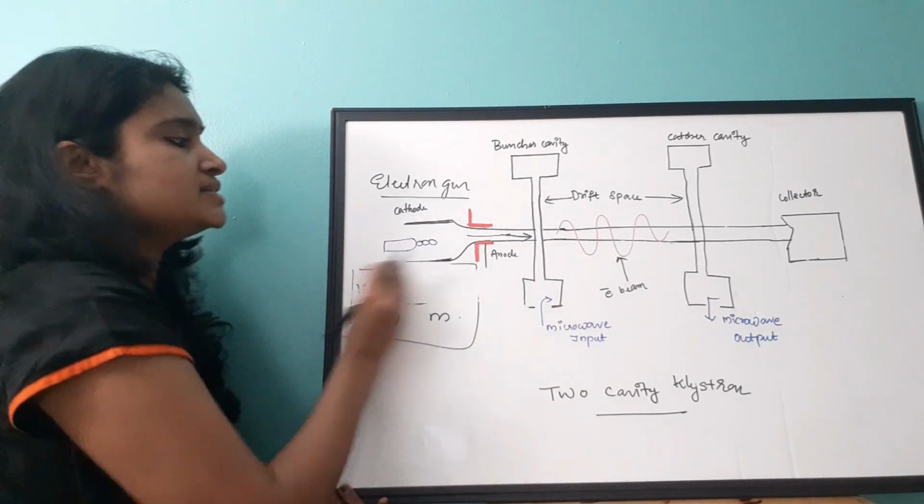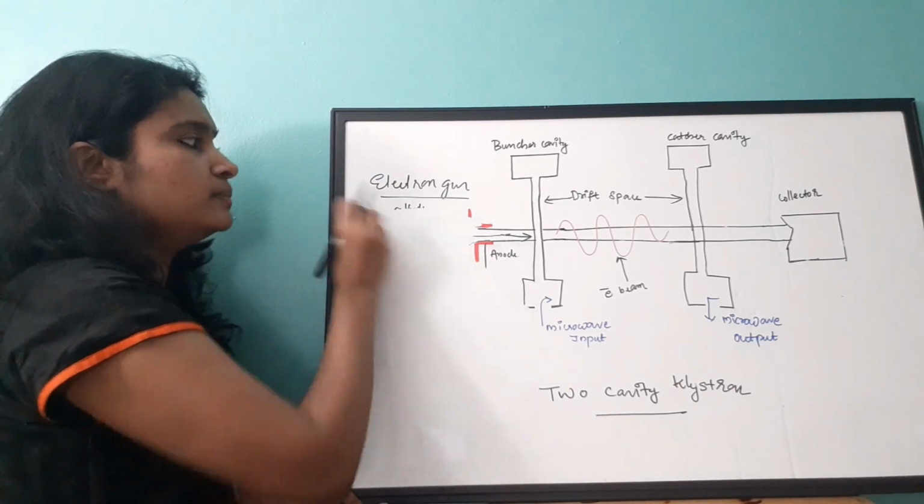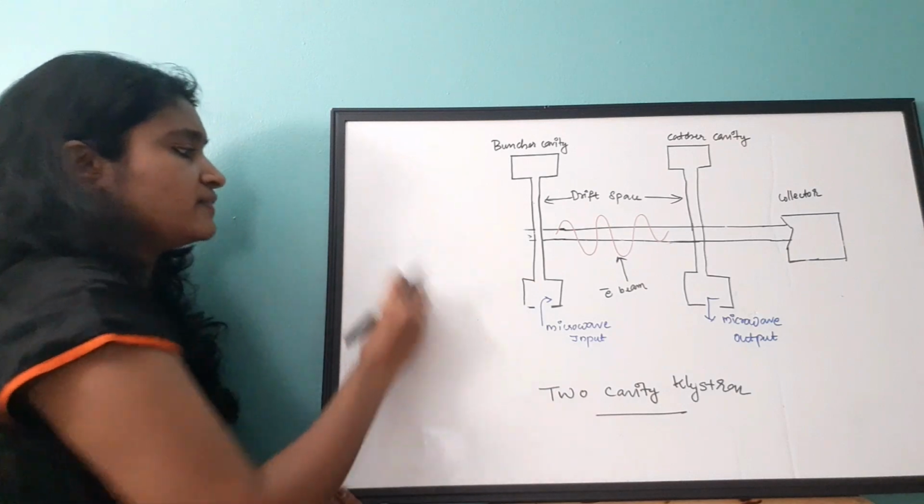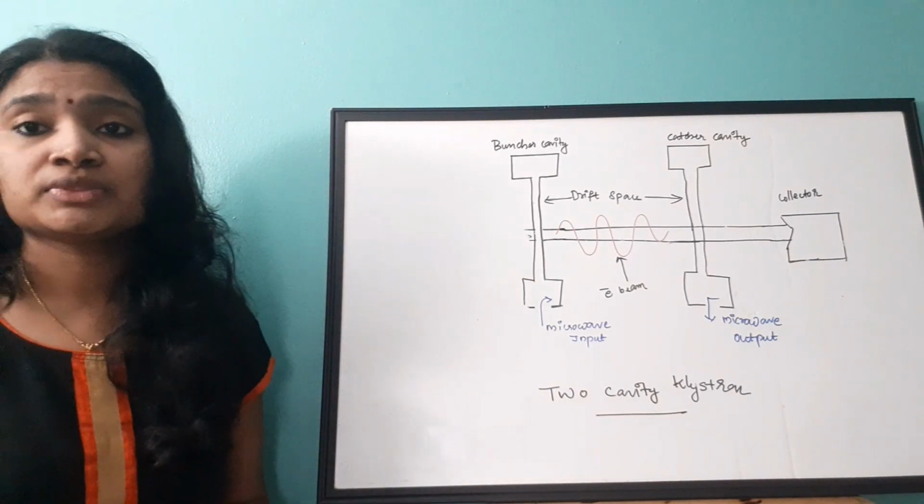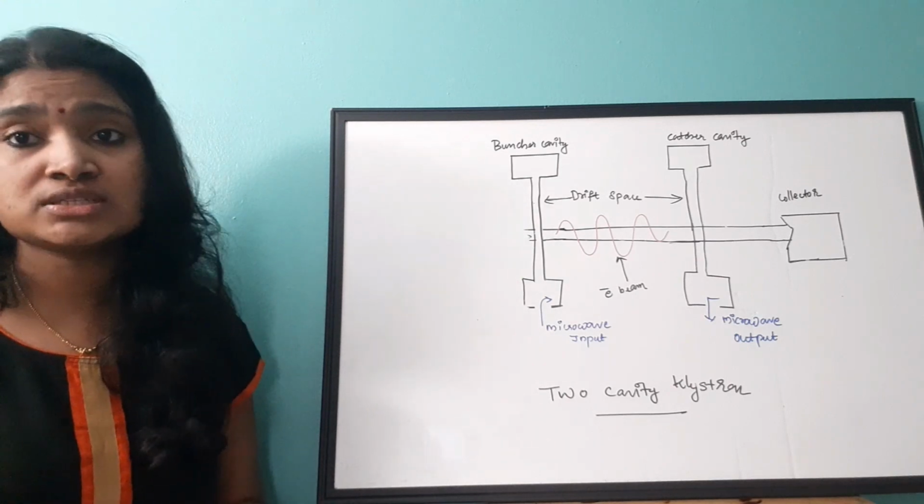Next question: what is the principle of operation? I'll remove this side. I hope you have noted the figure. So what is the principle of operation of a two-cavity klystron? That is the next question. The principle of operation of a two-cavity klystron is nothing but velocity modulation.